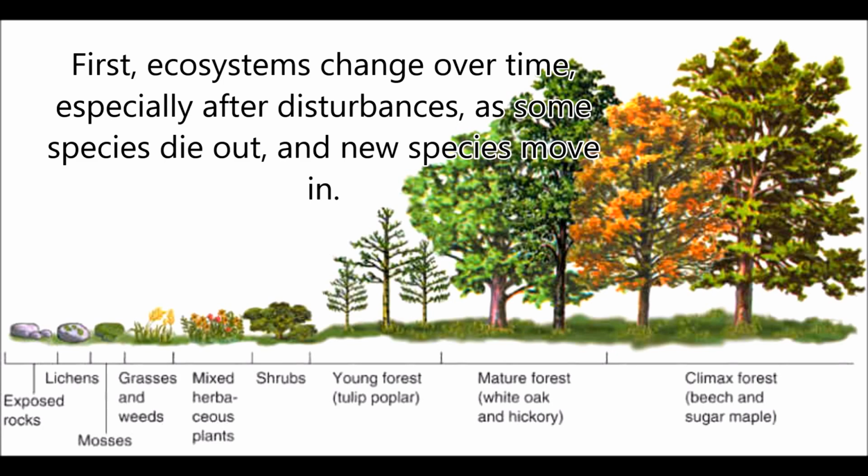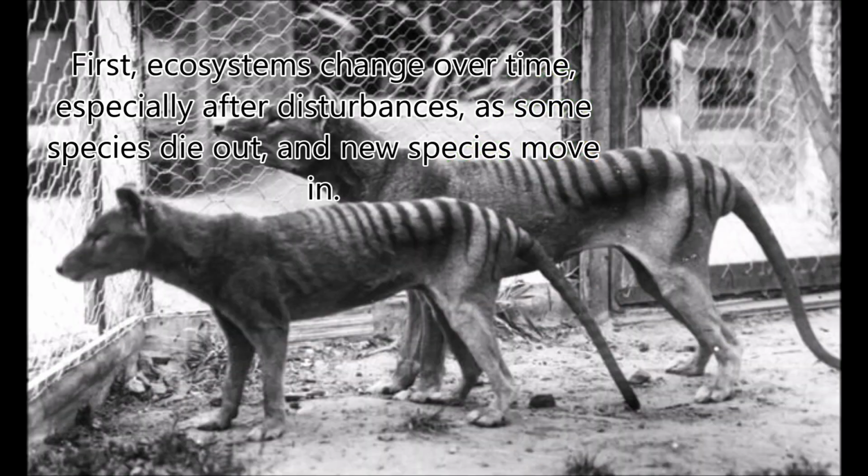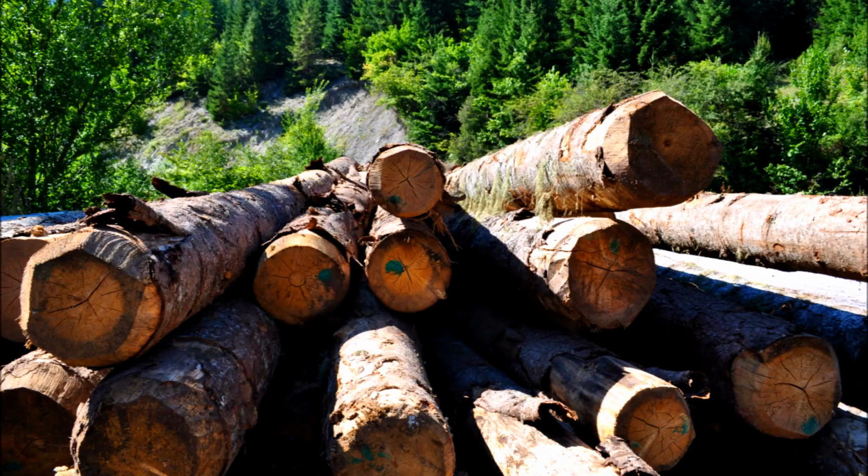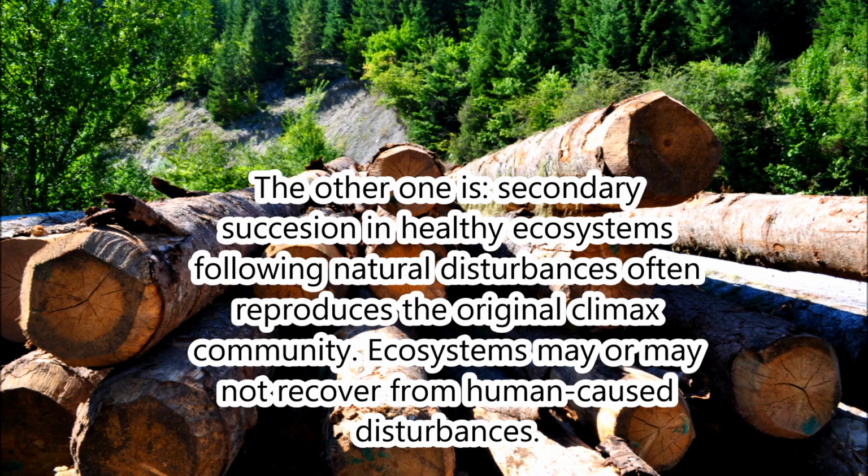First, ecosystems change over time, especially after disturbances, as some species die out and new species move in. The other one is secondary succession in healthy ecosystems following natural disturbances often reproduces the original climax community. Ecosystems may or may not recover from human-caused disturbances.